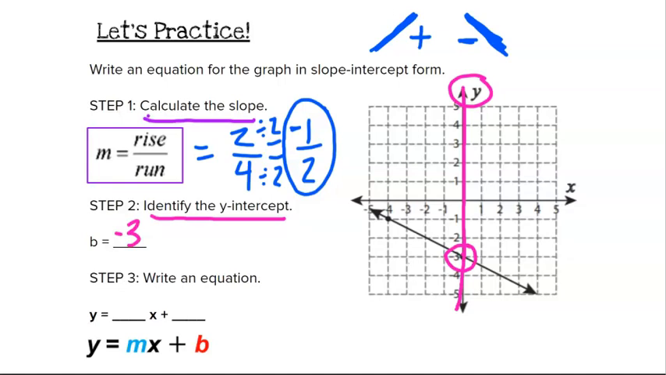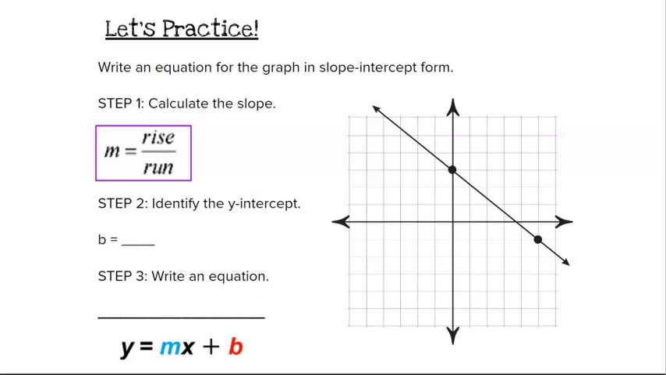And now we just have to put that information together to write our equation. Y equals mx plus b. So we put our m next to x, so -1/2 goes there, plus our b, which is -3. So our equation is y equals -1/2 x plus -3.